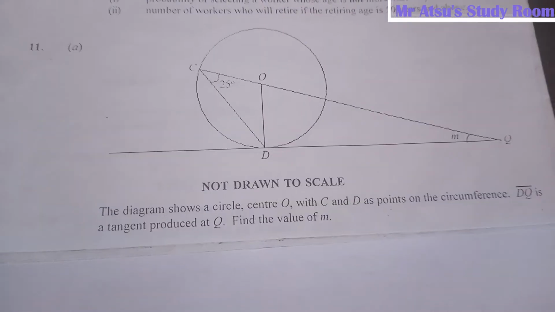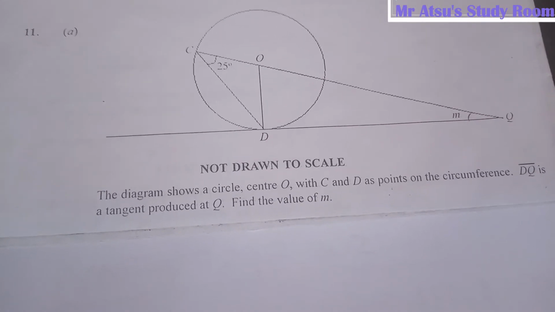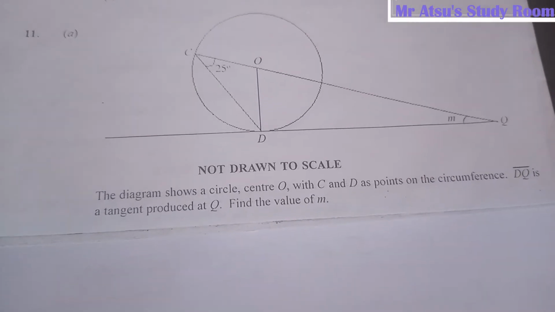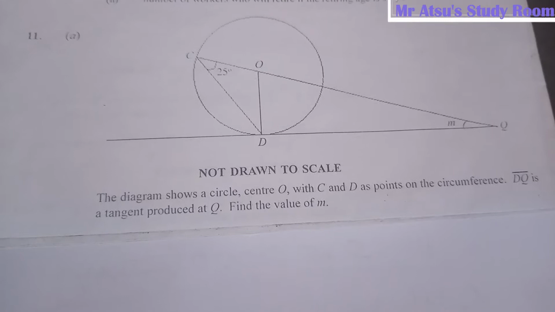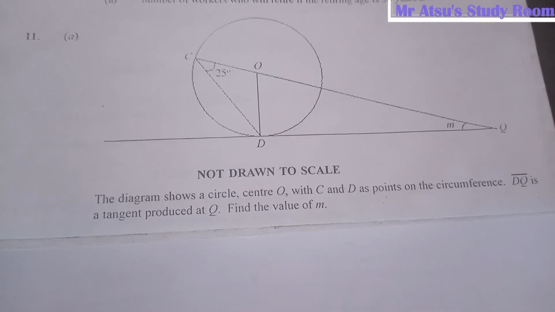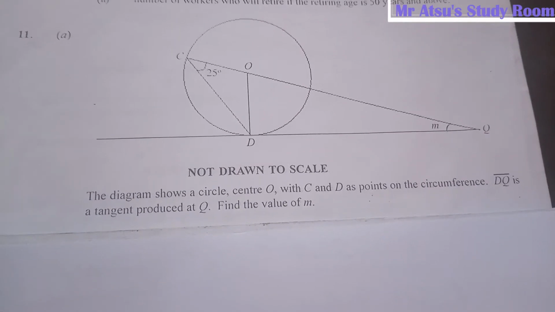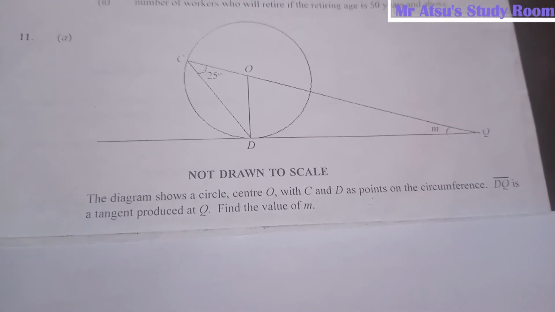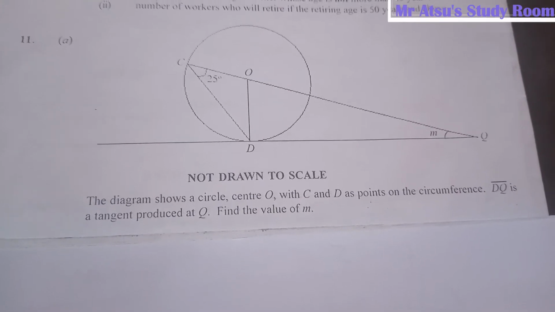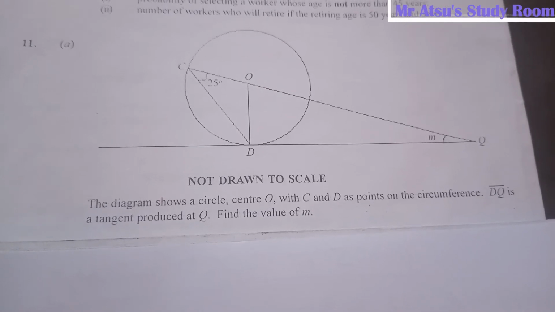Very easy. The next question is question 11A of the same paper, WASSCE 2020, and it reads: the diagram shows a circle center O with C and D as points on the circumference. Line segment DQ is a tangent produced at Q. Find the value of M.